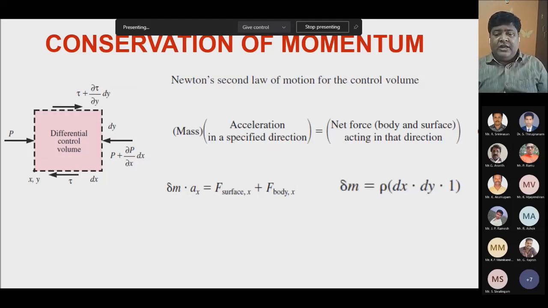We have two forces, one is surface force and the other is body force. Again, delta m, mass, is nothing but density into volume. So density into the volume of the element, dx into dy into 1. So dm you can replace by this value.